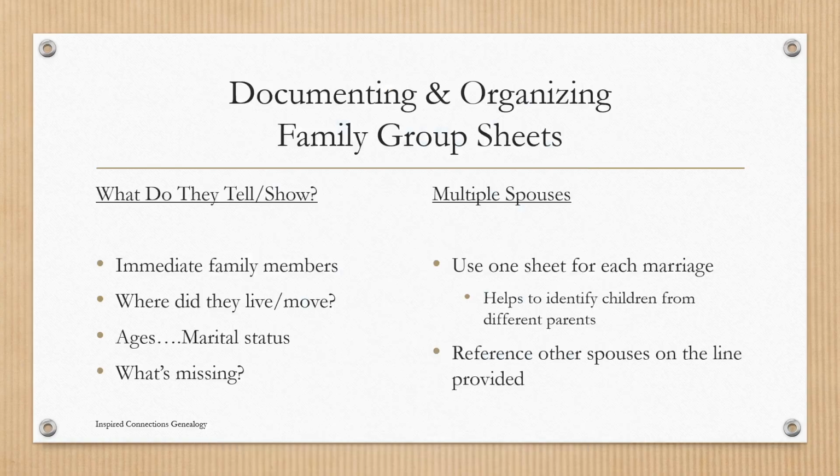Now, why do you want to do a family group sheet? What's the reason for doing this? Well, it shows you those immediate family members, those family units, and how they're related. Remember that pedigree chart that we looked at earlier didn't show you any siblings in there, but this family group sheet will show you more detailed information about the family unit. It can also identify where they lived and where they might have moved. And it shows the marital status of the kids. It also shows you a little bit of what's missing.